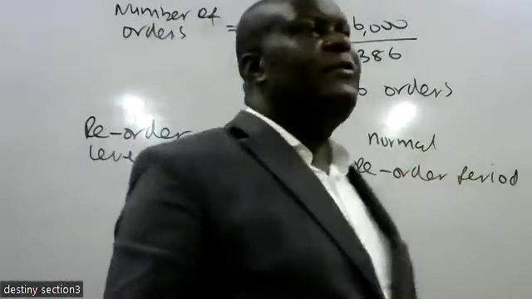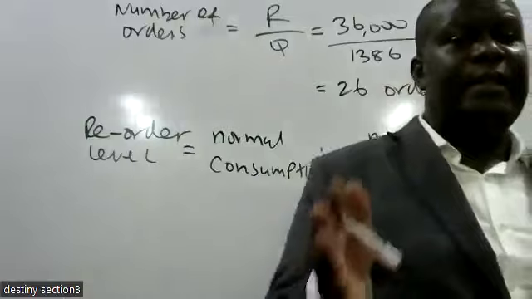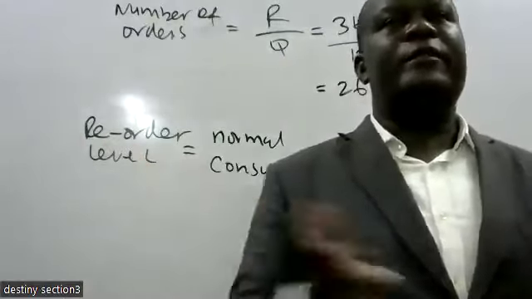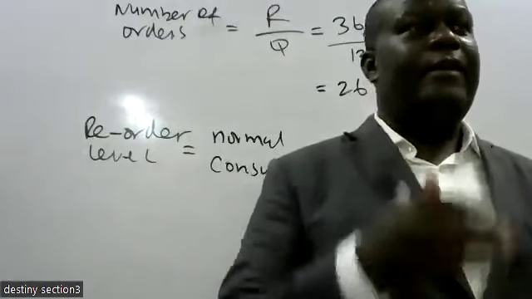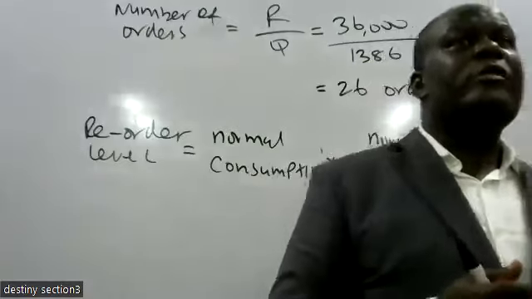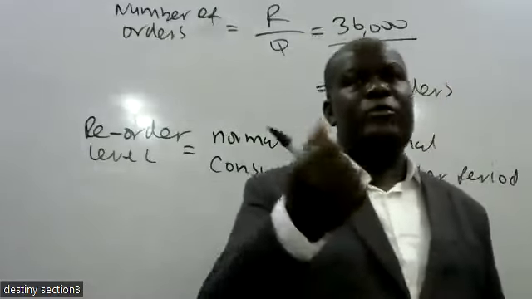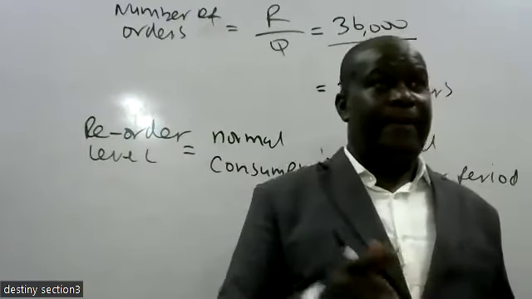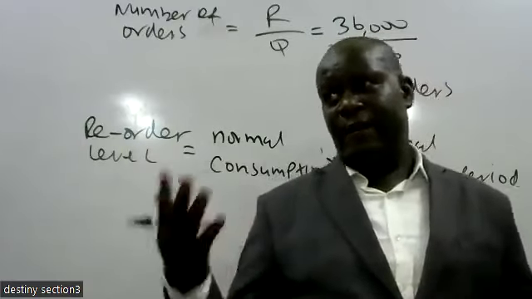Remember, lead time or reorder period is the time between when you make an order and when you receive the item. That's what we refer to as the reorder period. When you request for something and when you receive it, the time in between is what we refer to as the lead time or reorder period.